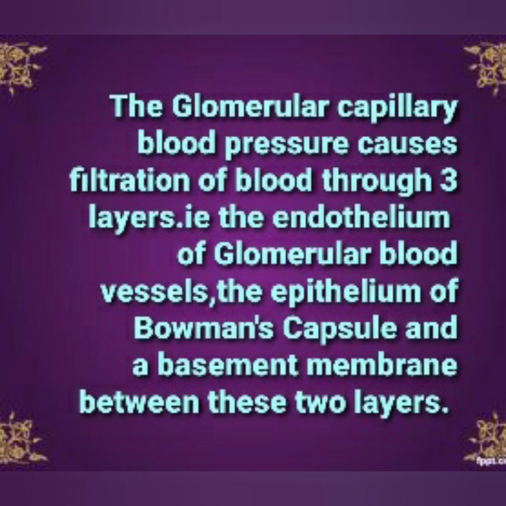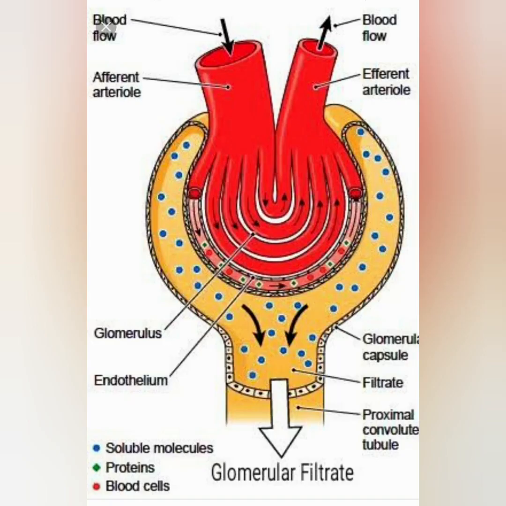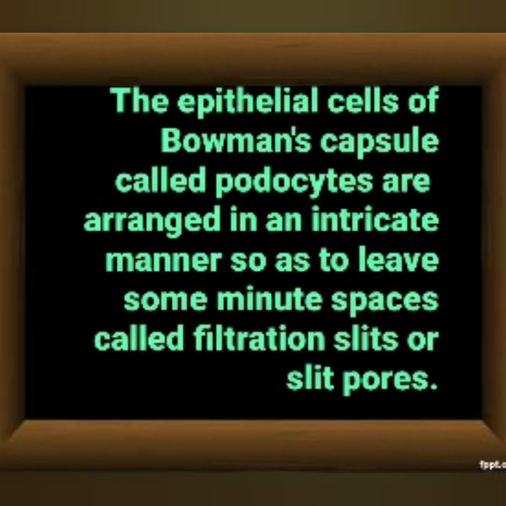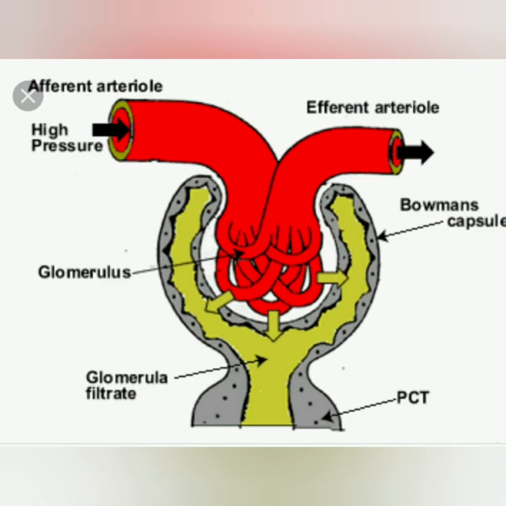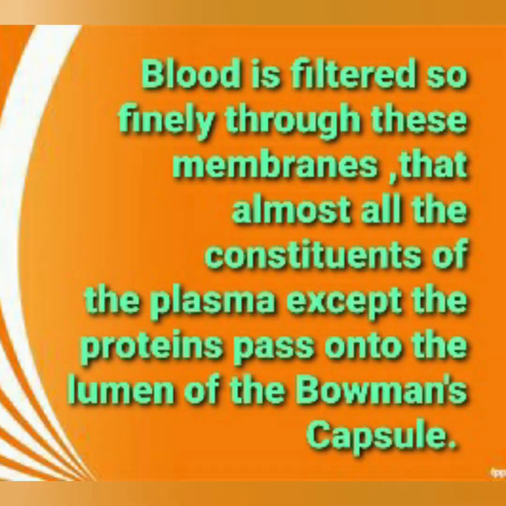Observe this diagram. Here you can see the endothelium of blood vessels and the epithelium of Bowman's capsule, and there is a basement membrane in between these two. The epithelial cells of Bowman's capsule, called podocytes, are arranged in an intricate manner so as to leave some minute spaces called filtration slits or slit pores. Observe this diagram and try to understand the concept well about podocytes.